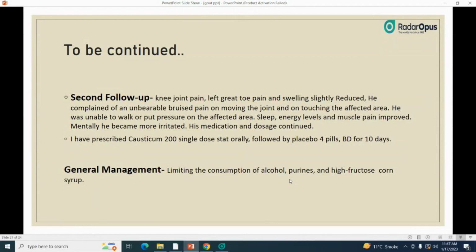So I have prescribed again Causticum 200 single dose stat orally, followed by placebo 4 pills BD for 10 days. In journal management, limiting the consumption of alcohol, purine, and high fructose corn syrup can be prescribed to my patient.